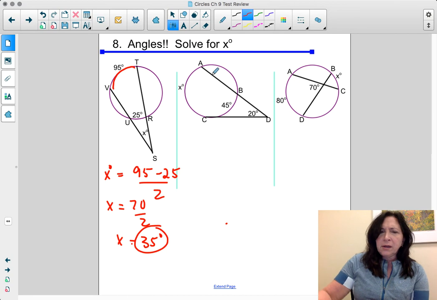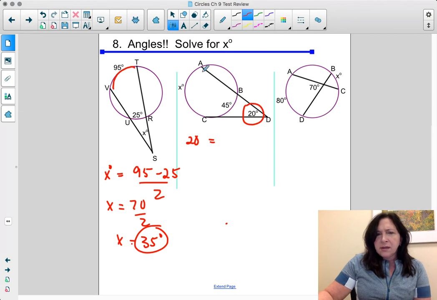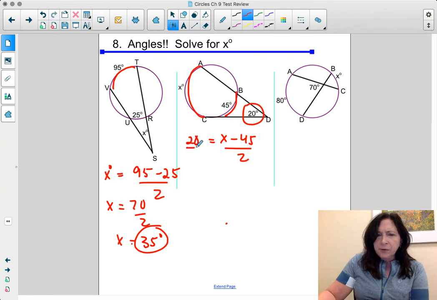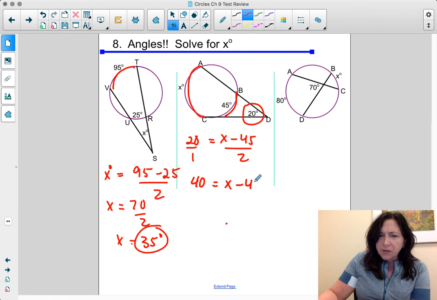For this one, we're going to again subtract, but the angle right here, 20, is equal to x minus 45 divided by 2. For this problem, we're going to cross multiply, and we get 40 is equal to x minus 45. I'm going to add 45 to both sides, and I get x equals 85.